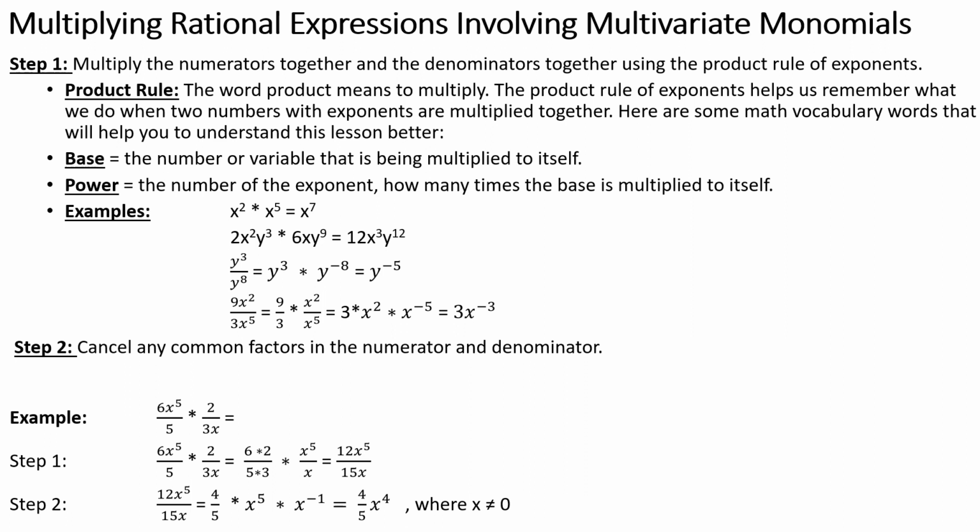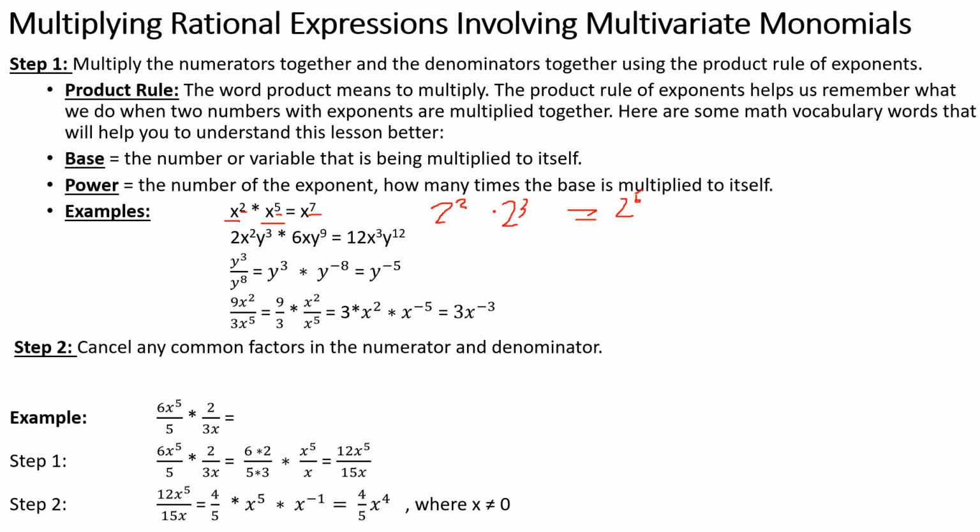When we're multiplying exponents with the same base, we add the exponents. X squared times x to the fifth is x to the seventh. 2 plus 5 is 7. And this works because if I had 2 squared times 2 to the third, that should, based on this, equal 2 to the fifth.